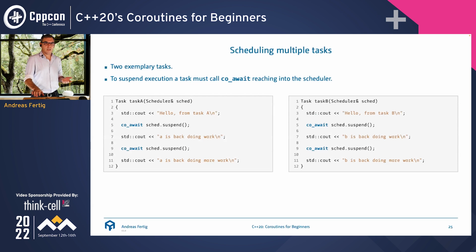How do my tasks look? These are my tasks. I have a task A and a task B. They both take a scheduler by reference. And internally, they use cout to simply say hello from task A and hello from task B. Very simple. The interesting thing is in line number 5 and 9, they suspend themselves by calling co_await on sched.suspend, our scheduler. And we will see the implementation of that. But this is where the coroutine gives up control, gives control back to the caller. And this is the cooperative part here.